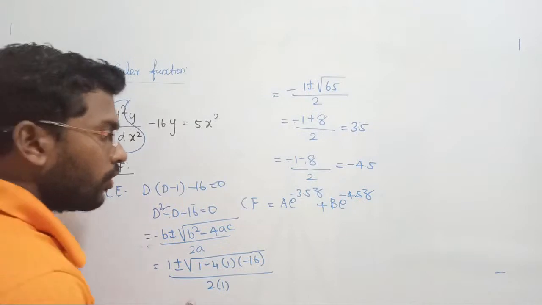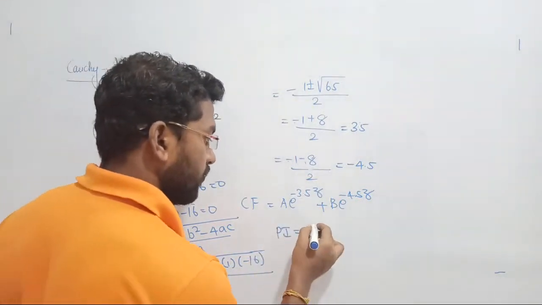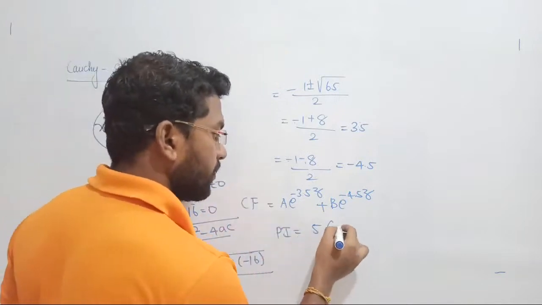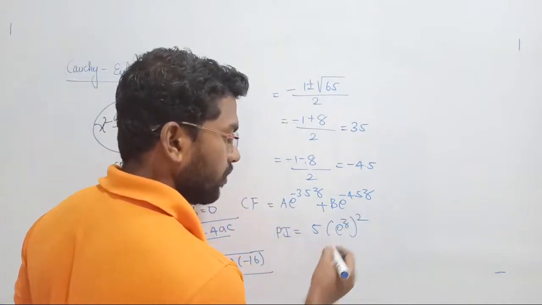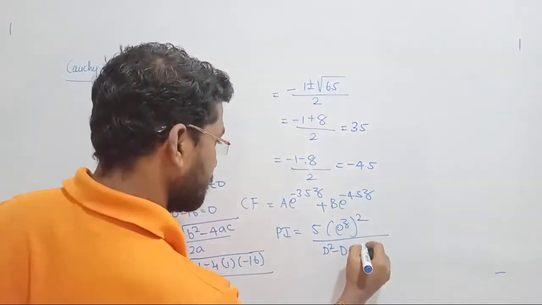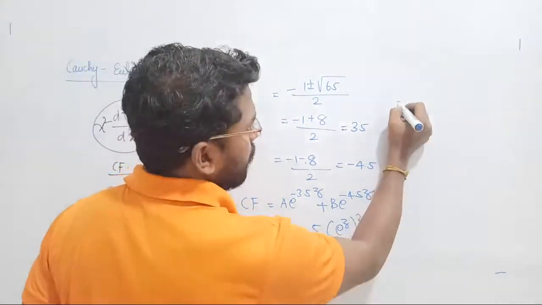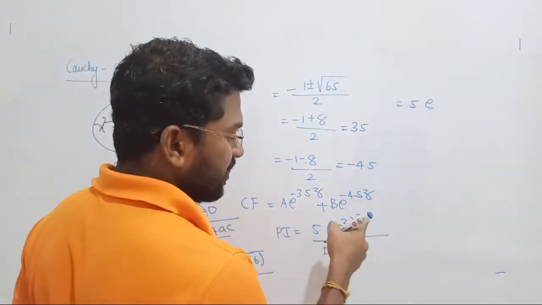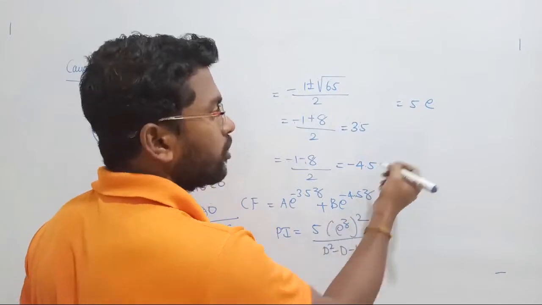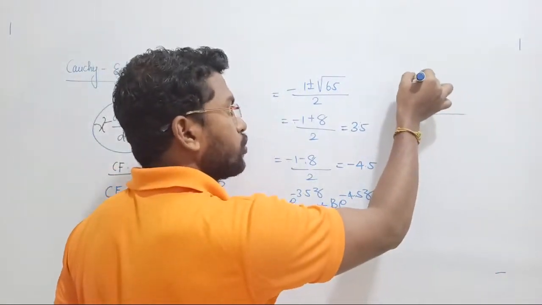Clear? Now, what is the particular integration? Particular integration is going to be, we have to consider 5 into x replaced by e power z whole square. In the denominator, we are going to consider D square minus D minus 16. Clear? That is our characteristic equation. Then just to substitute, we know what to do. 5 into e power z whole square can be written as e power 2z upon, see there, the value of a is 2 now.